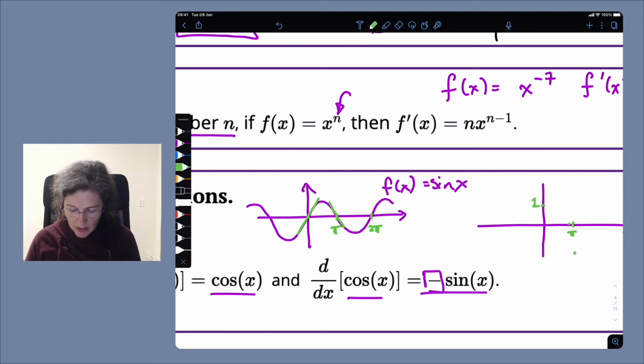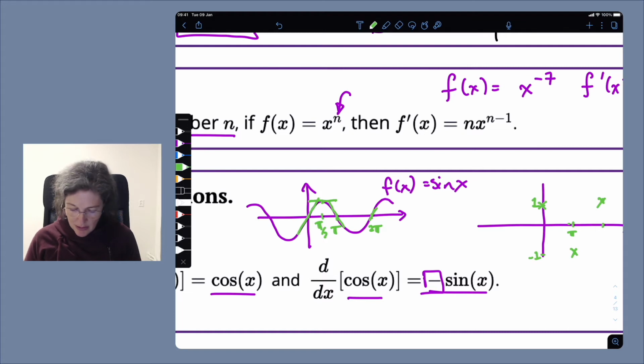So that was 1, that's minus 1, and by the time I get to 2 pi, I'm at 1 again. Okay, so I've got those points plotted so far. Now let's have a look. If I look at pi over 2, so at this point over here, my tangent is flat. My tangent is equal to 0.